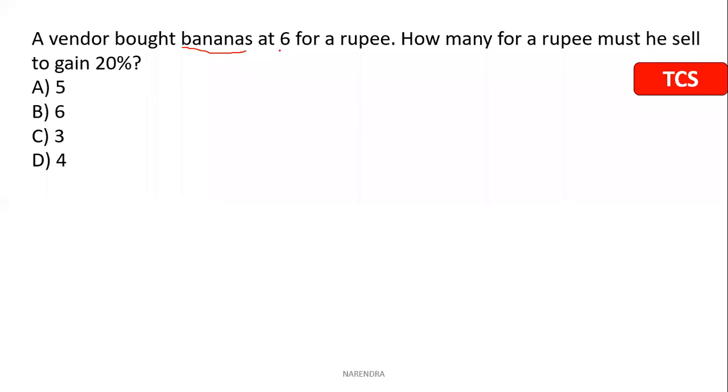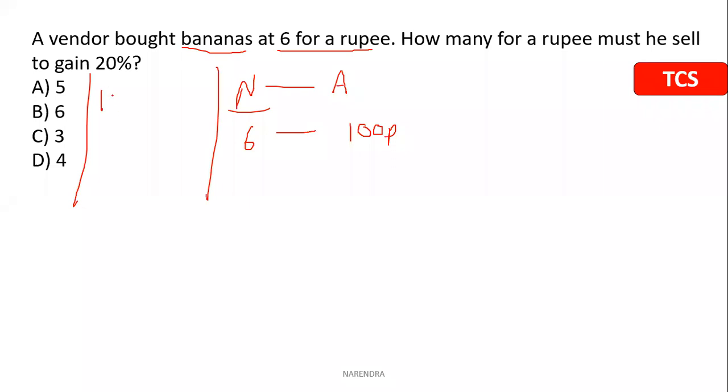The question: Avenger bought bananas at 6 for 1 rupee. So the number of bananas is 6 for the amount of 1 rupee. I will just convert it into paise, guys, because 1 rupee is equal to 100 paise, you know. Just for clarification, to make it better understood: 1 rupee is equal to 100 paise.